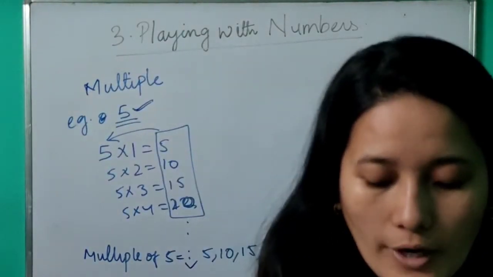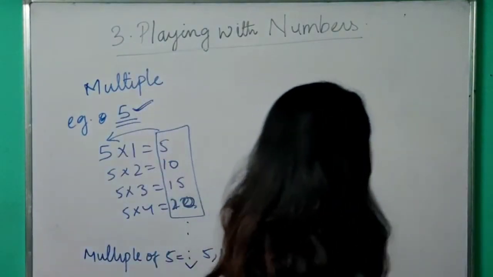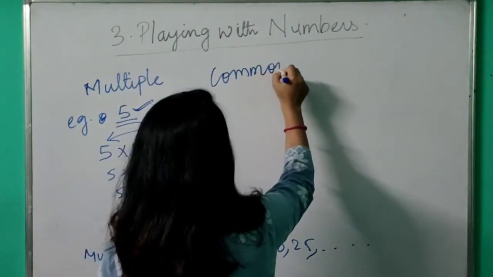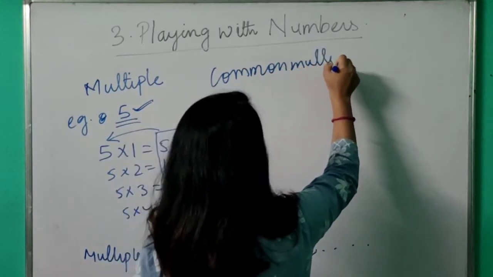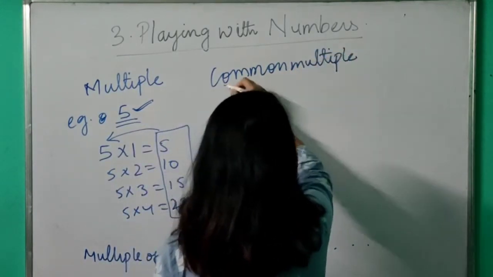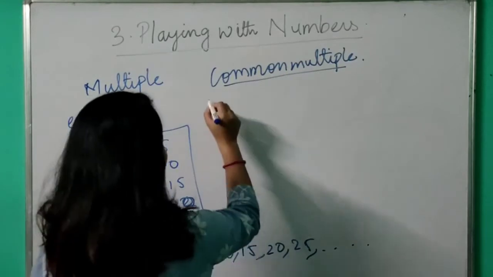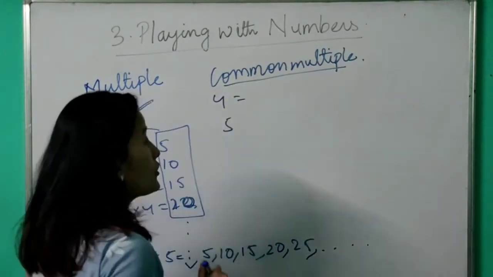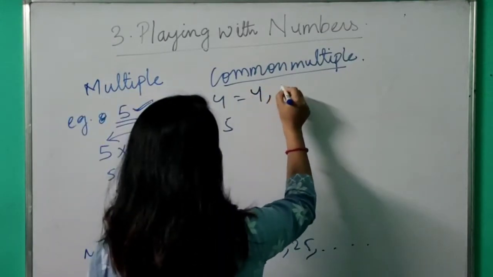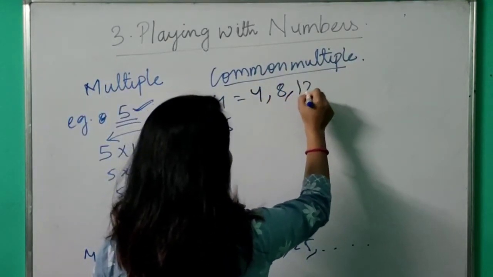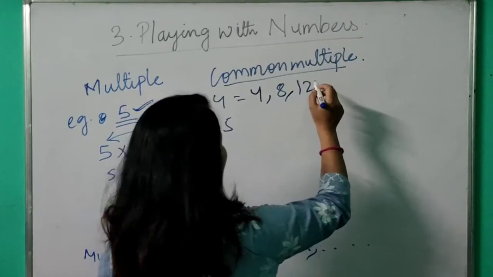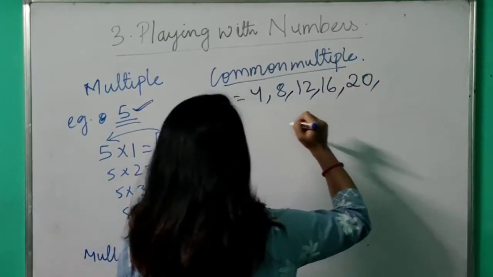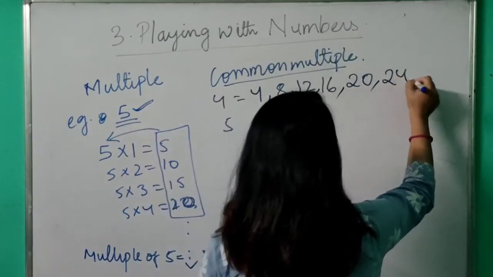Okay, so now let us go to another term, that is common multiple. Now common multiple means the same as what we had discussed earlier. If you take two numbers, let that be 4 and 5, you would write the multiples of 4: 4 1s are 4, 4 2s are 8, 4 3s are 12, 4 4s are 16, 4 5s are 20, 4 6s are 24, and so on.